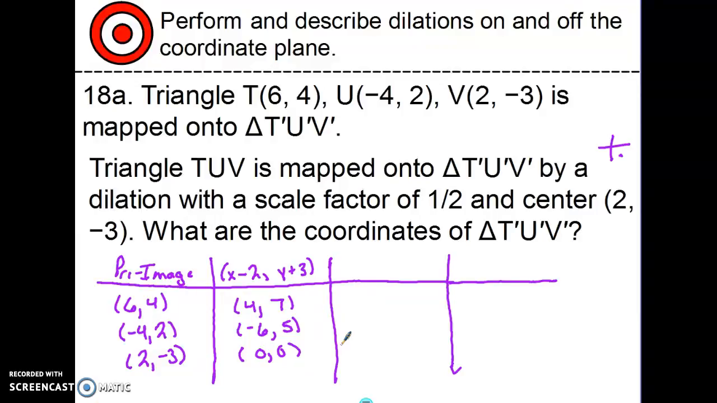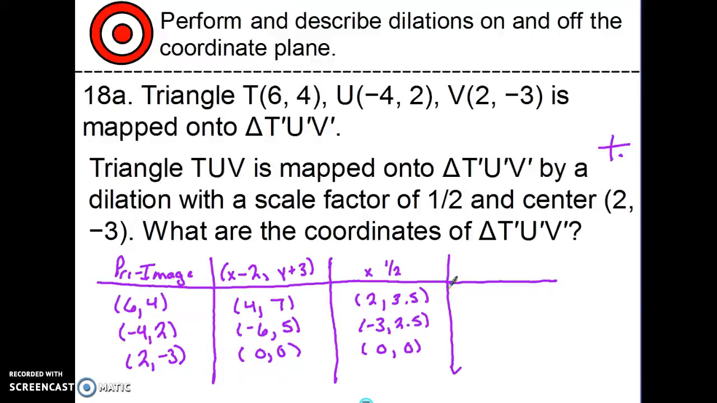Remember, after we move it to 0, 0, I need to dilate it. So to dilate, I just multiply by the scale factor, right? So I need to multiply by 1/2, okay? Which means basically taking half of all these, right? So half of 4 is 2. Half of 7 is 3.5. Half of negative 6 is negative 3. Half of 5 is 2.5. All right, and half of 0 is still 0. Half of 0 is still 0.